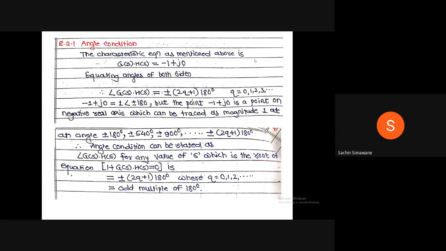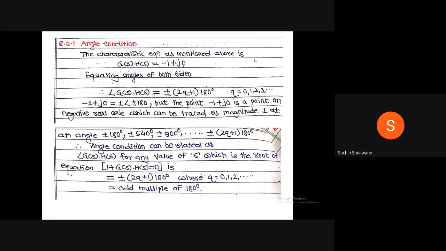angle of plus minus 180, but the point minus 1 plus j0 is a point on negative real axis which can be traced as magnitude 1 at an angle plus minus 180 degree, plus minus 540 degree, plus minus 900 degree, and so on, plus minus (2q + 1) into 180 degree.